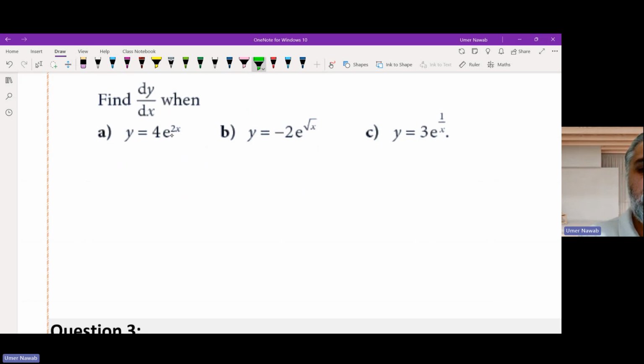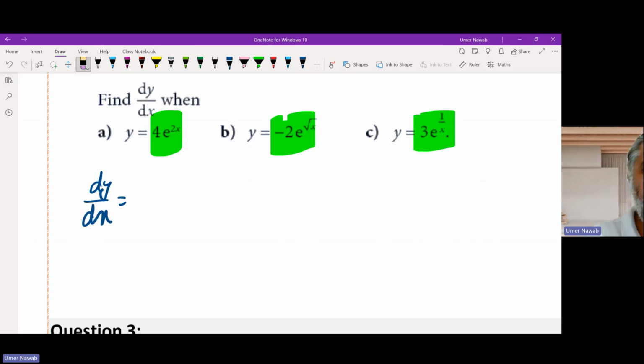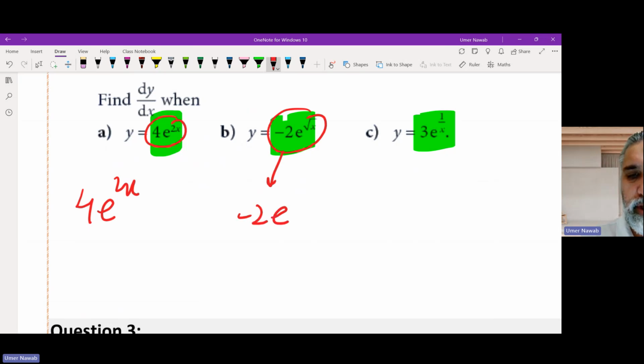I want to find the derivative of these 3 functions. First of all, it has only e. I'm going to write the same thing. No need to write dy by dx because we know that we are finding dy by dx. Okay, can I copy it? 4e^(2x). Can I copy it? Minus 2e^(square root of x). Can I copy it? 3e^(1 over x).